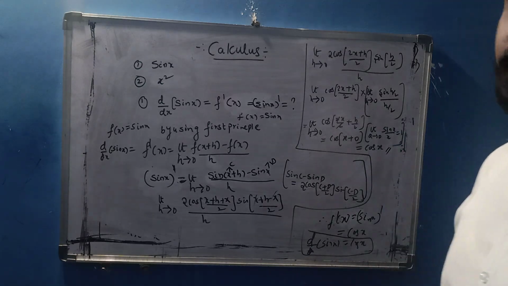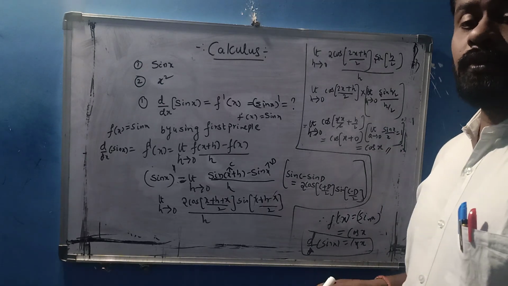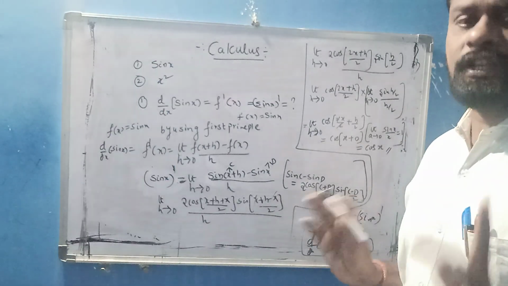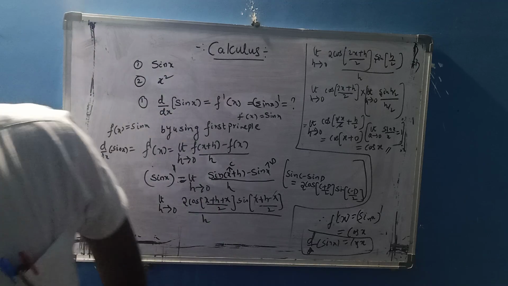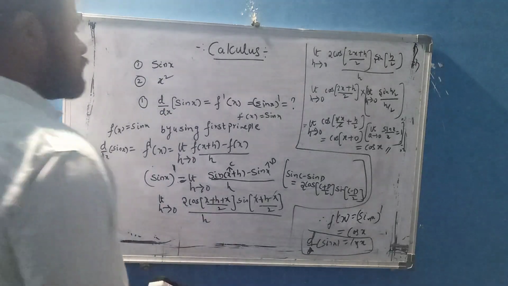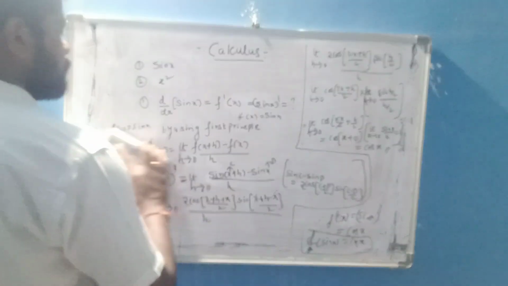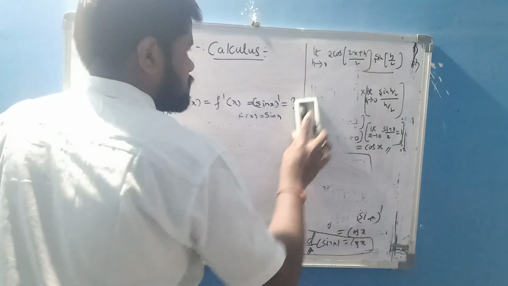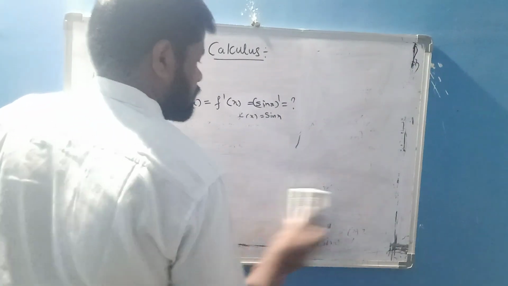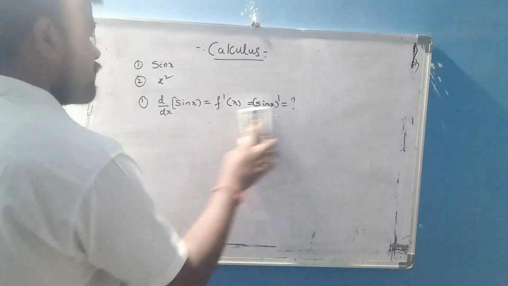This is d by dx of sin x equals f dash of x, which is sin x whole dash, equals cos x only. The first derivative of sin x is nothing but cos x. This is the first example. With the same process, I am taking a second example.